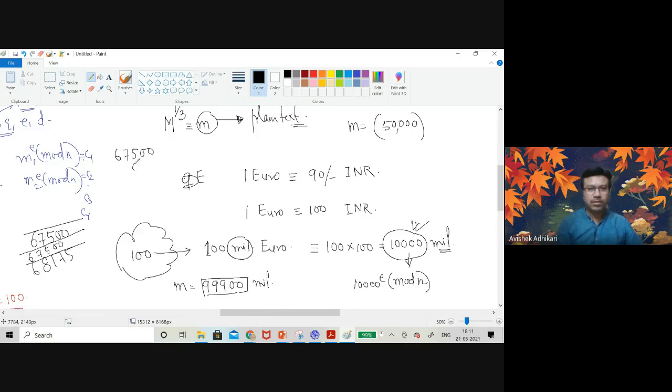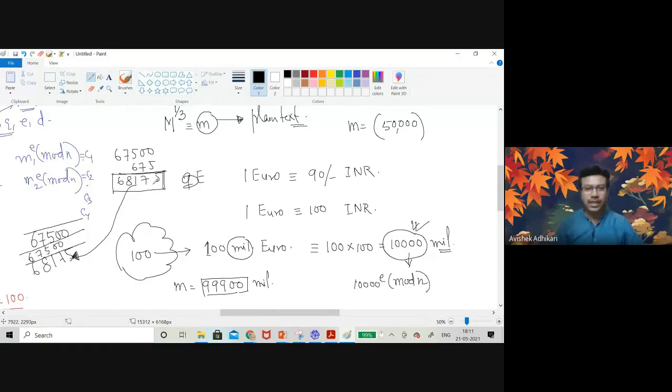67500, 675. So now you can understand, 1% I have given. Whatever value you gave me, I have given 1% increase of this. So what is happening? Is it clear? Is it clear to all of you?